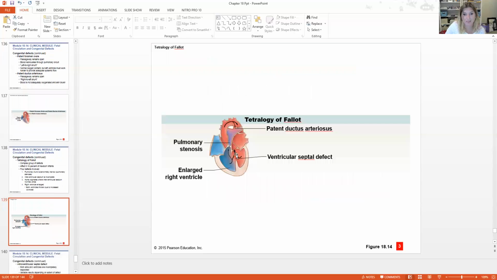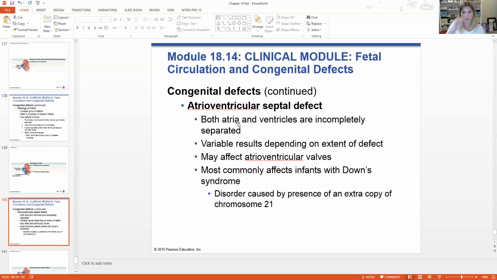And you can see this here. Our aorta is beginning much lower than it would be. It would normally be further up. And so you have this mixing that occurs, and a series of very serious surgeries would occur pretty much right after birth. There's also atrioventricular septal defect.